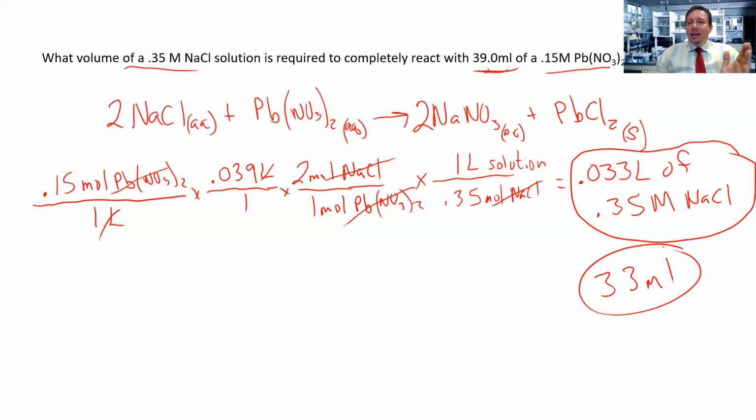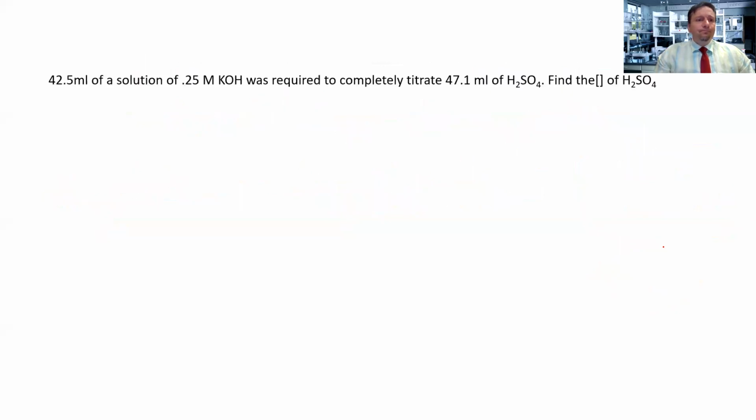But that's taking a stoichiometric problem with a little bit of a twist, because it's looking at molarity, converting from molarity to moles, and then back to molarity. And in this case here, finding my liters of solution. So hopefully you paused that. Hopefully you follow me on that. Let's look at another one.